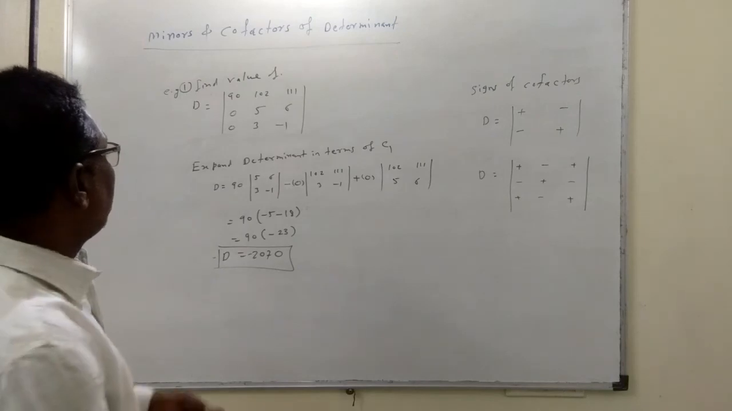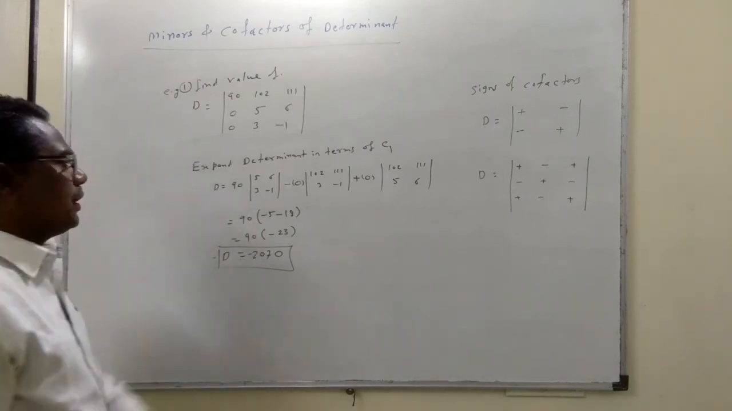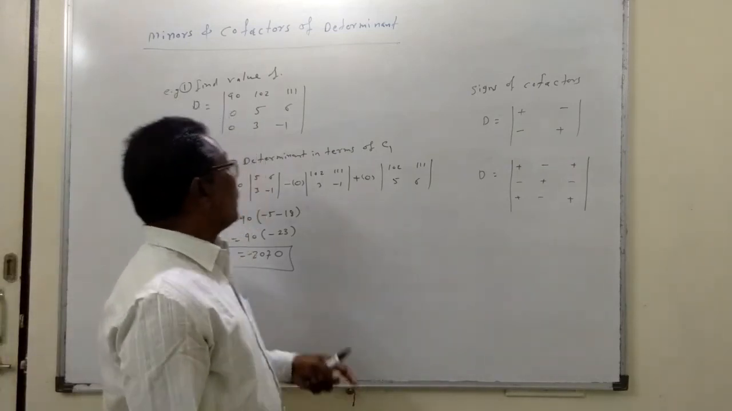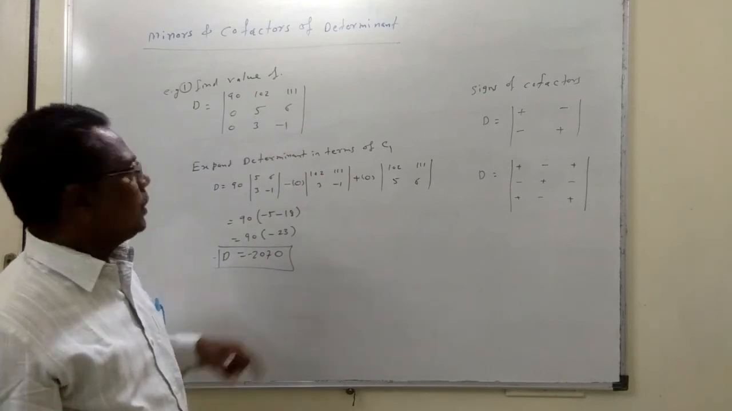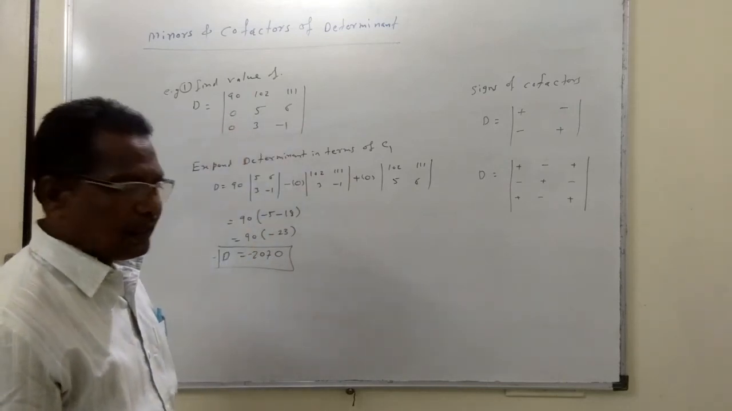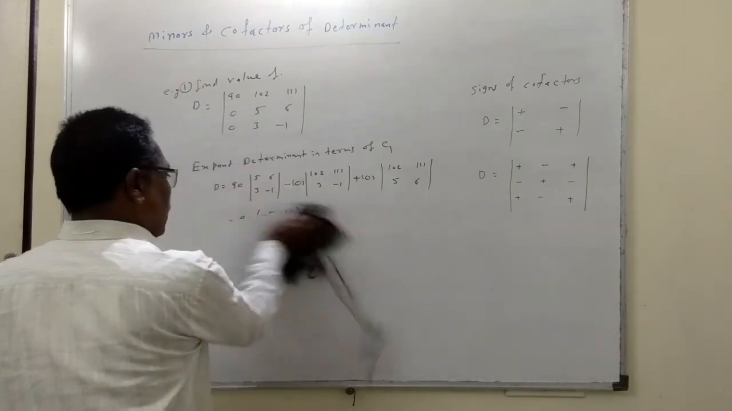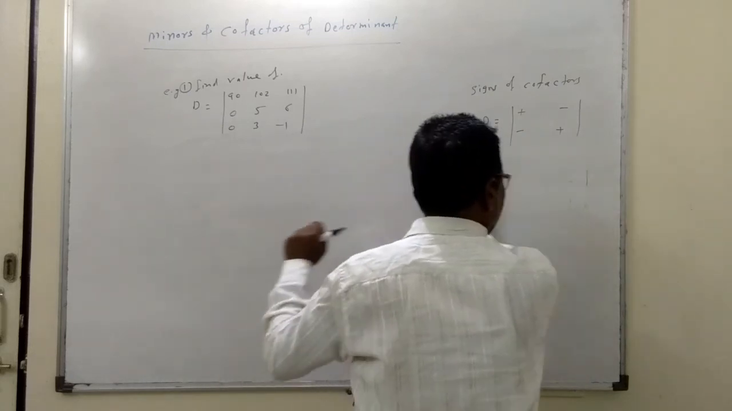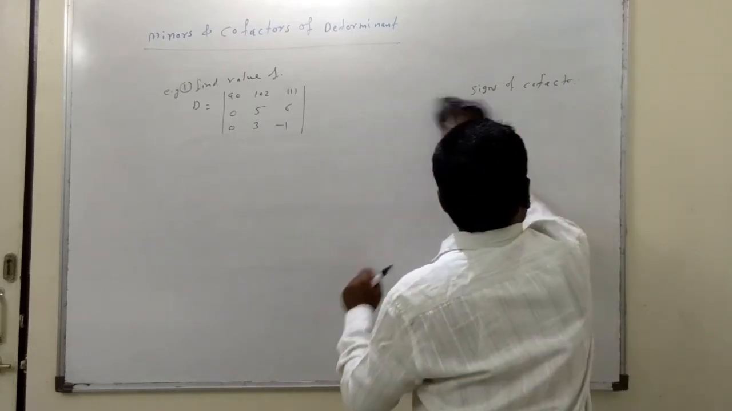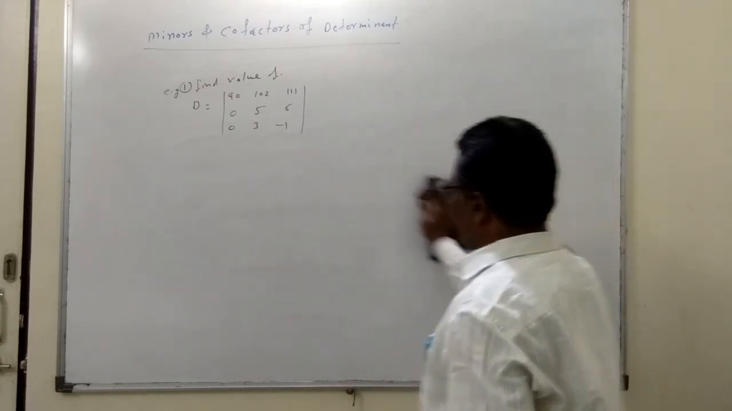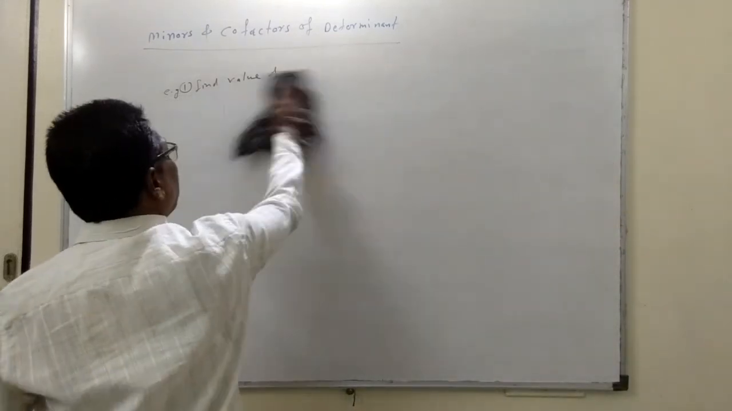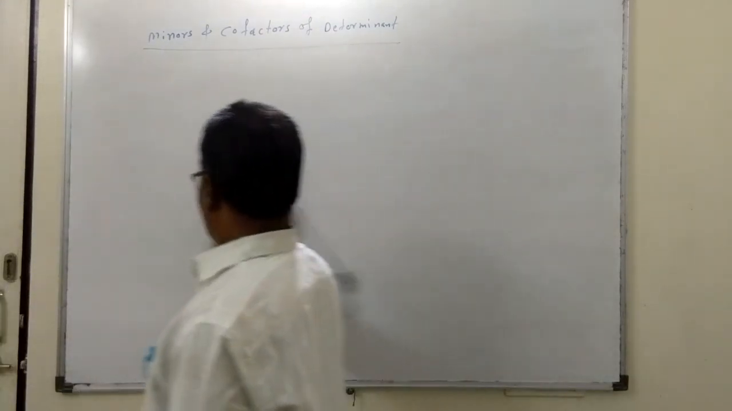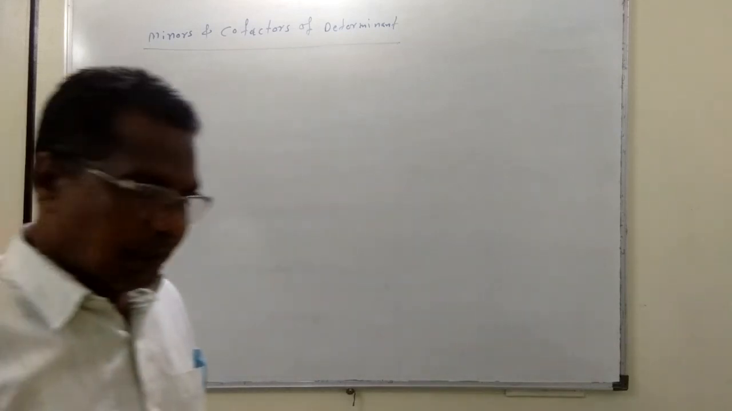But here you want to indicate that we are expanding in terms of C1. In this way, we can expand the determinant in terms of C2 or C3, maybe in terms of R2, R3, etc. So this is about the minors and cofactors and how these are used in determinants. Actually, these minors and cofactors are very useful in the chapter on matrices, that is, to find the adjoint of the matrix and its inverse by the adjoint method.